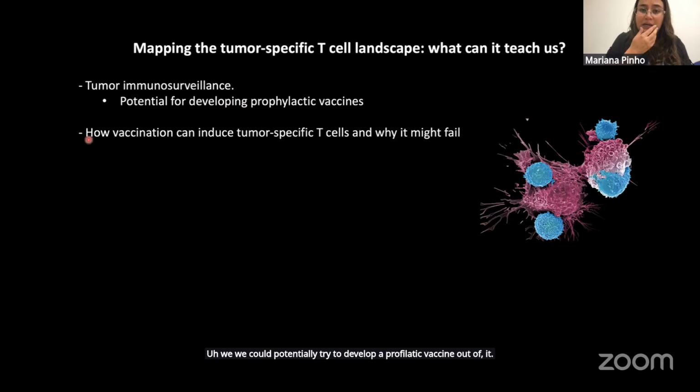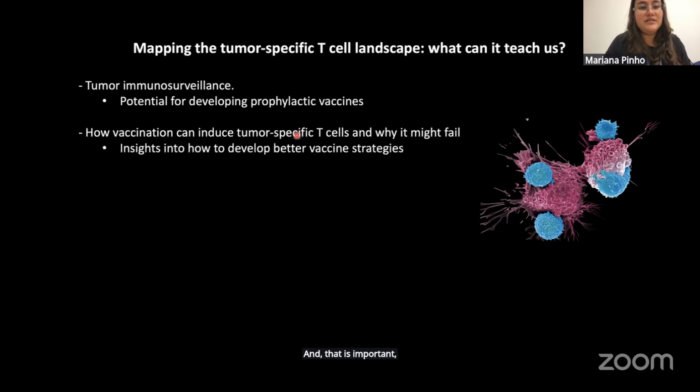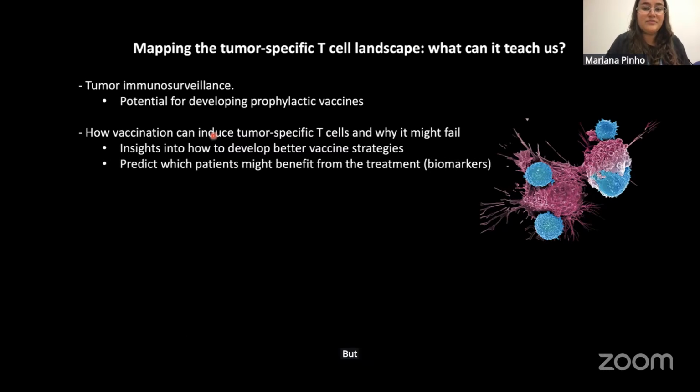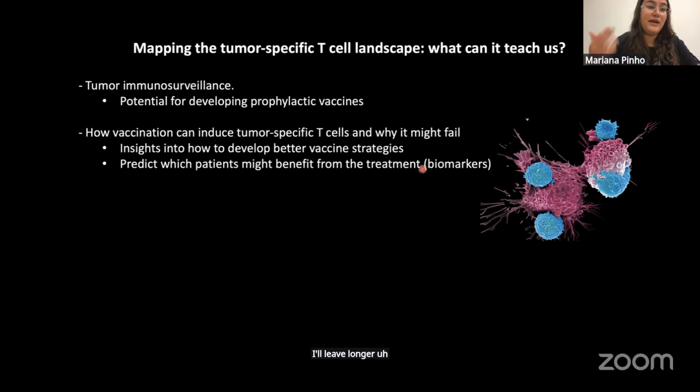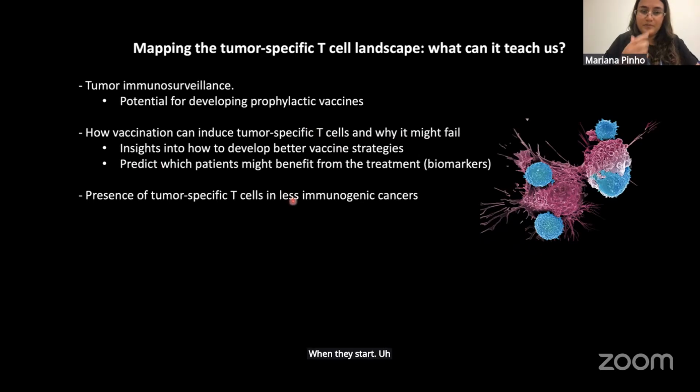We also show how vaccination can induce tumor-specific T cells and why it might fail. That is important because it gives you insight on how to develop better vaccine strategies, but also to predict which patients might benefit from the treatment. I didn't show it here, but we tend to see that the patients that didn't have a response before they start to receive the vaccine are the ones that live longer compared to the patients that already had a response when they start.